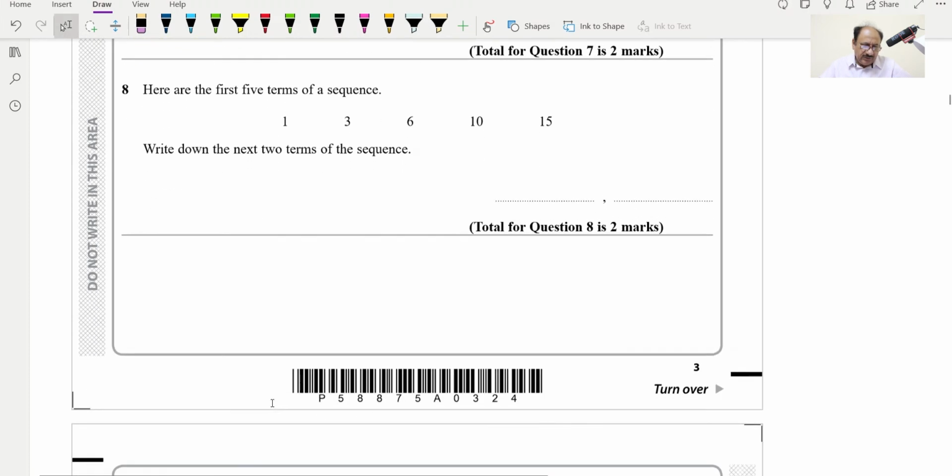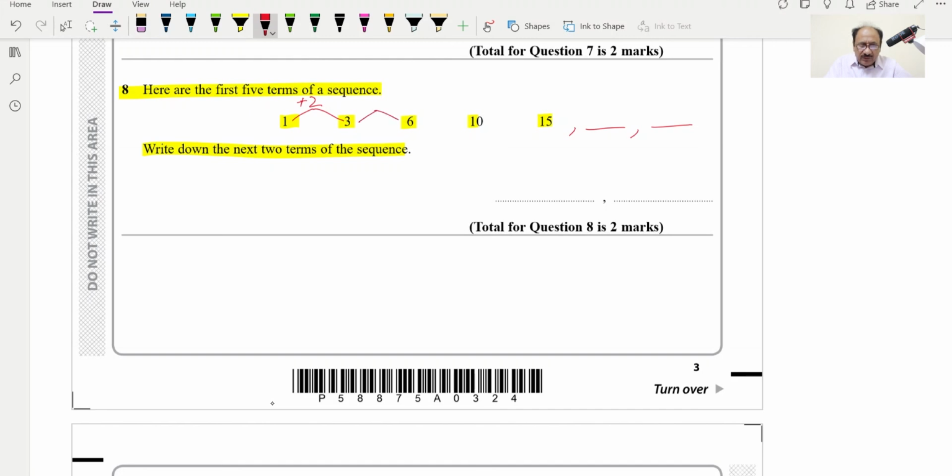Question number 8. Here are the first 5 terms of a sequence: 1, 3, 6, 10 and 15. And what we can do, we can check the difference. We have to write down the next 2 terms of the sequence. So the next 2 terms are required. If we check the difference between 1 and 3 it is plus 2, we are adding 2 to 1 and getting 3.